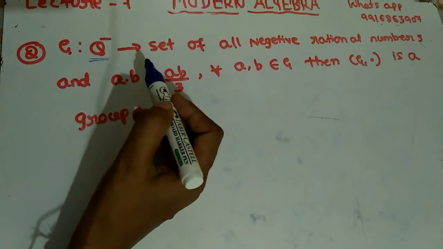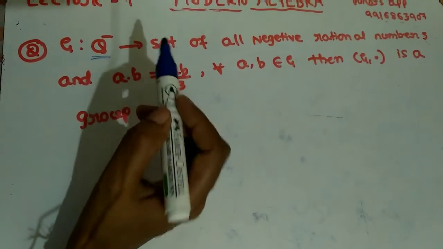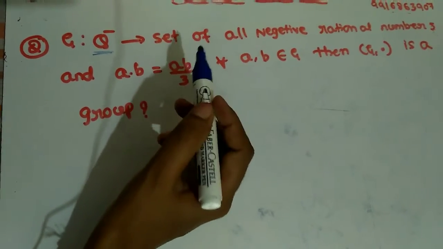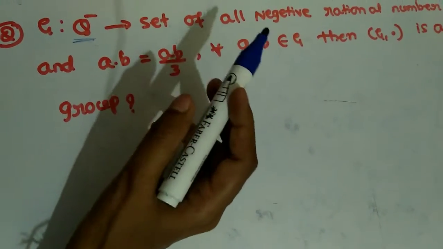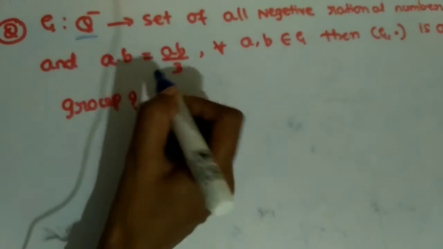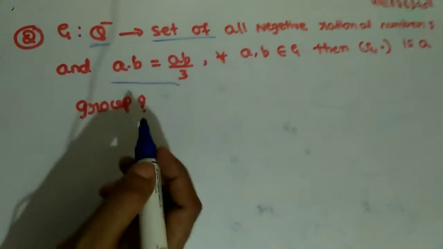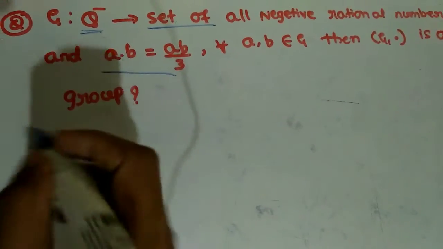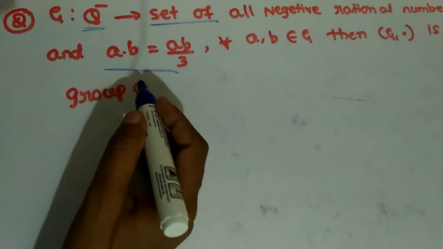Okay, in the first example we saw the set of all positive rational numbers, but here it is the set of all negative rational numbers. The given condition is the same, but the set has changed. So now we have to say whether this is a group or not. We have to check this.